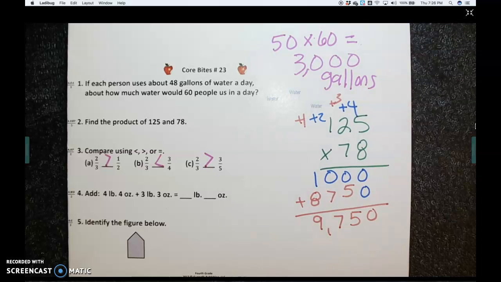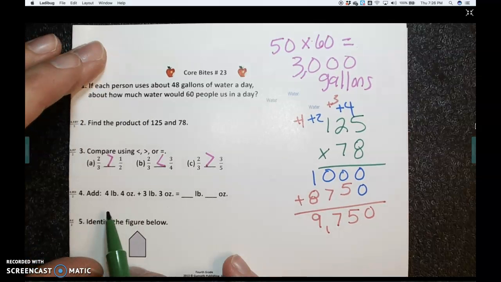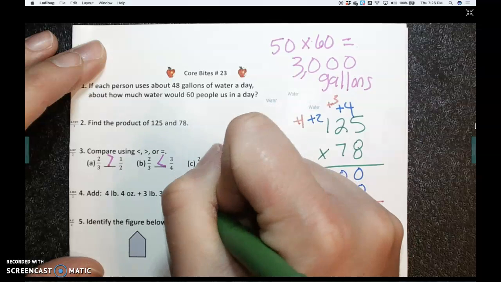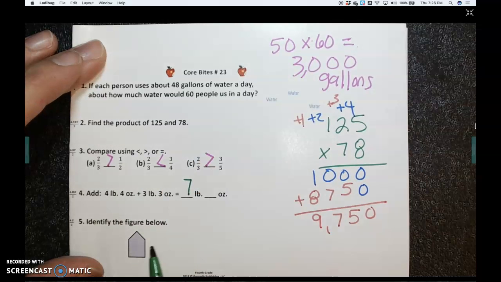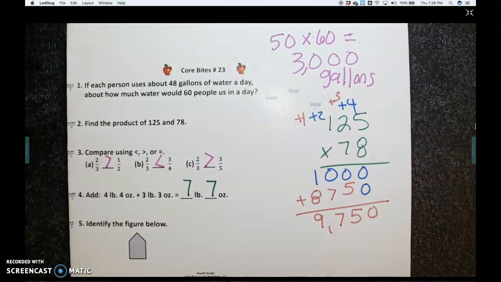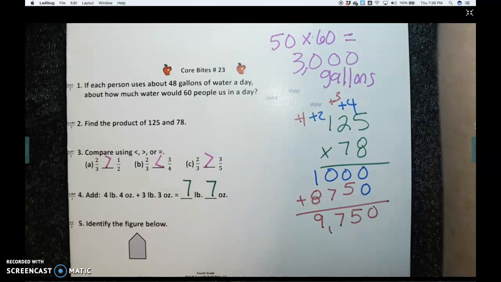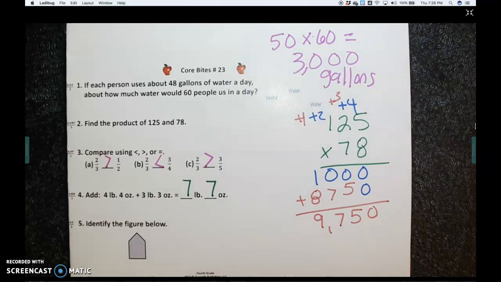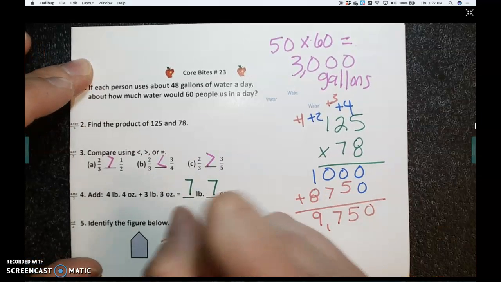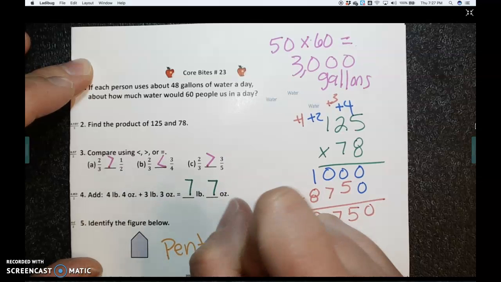For number 4, we're going to add some pounds and some ounces. Okay, so if we have 4 pounds, 3 pounds, that would give us 7 pounds. We have to keep the same measurement of the units. And then if we have 4 ounces and 3 ounces, that would give us 7 ounces. You just add the actual units together. And then down here, we have a geometric figure. So the figure here, it has 5 sides. So it is a pentagon.